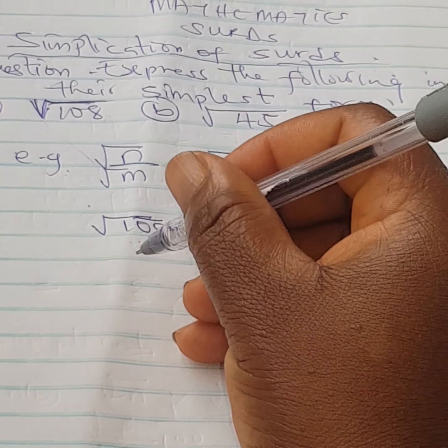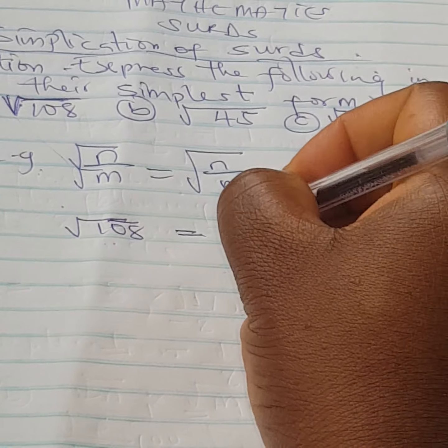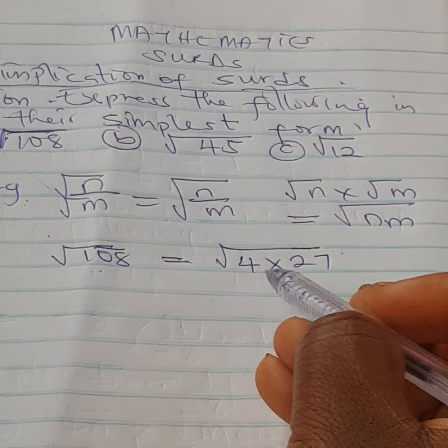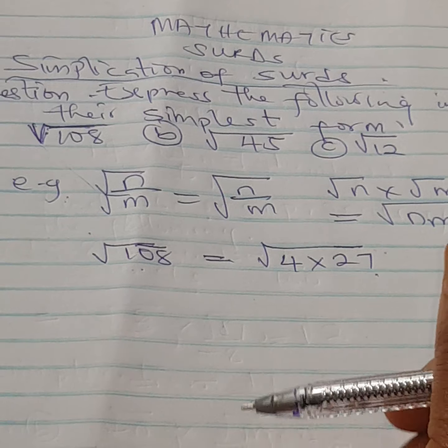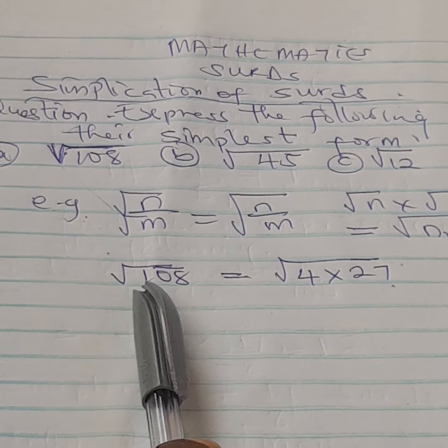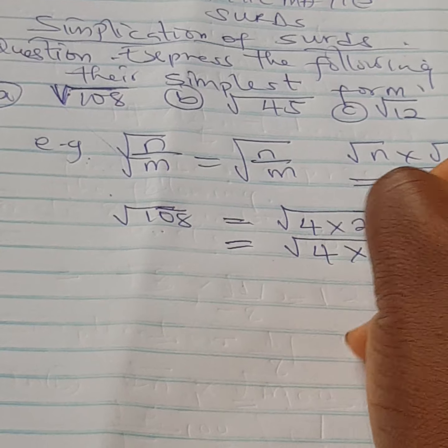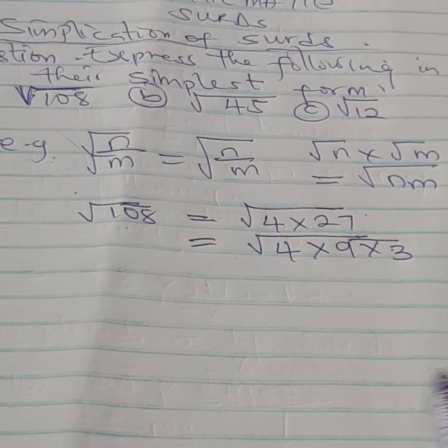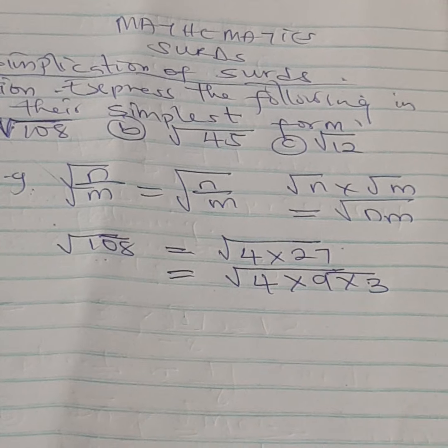Now for you to simplify, you know that 108 can be written as a product of two numbers, which is equal to the square root of 4 times 27. If you multiply these two numbers, you arrive at 108. Okay, for you to simplify further, you have 4 times 9 times what? 9 times 3 will also give us 27. This 4 times 9 times 3 will also give us this 27.